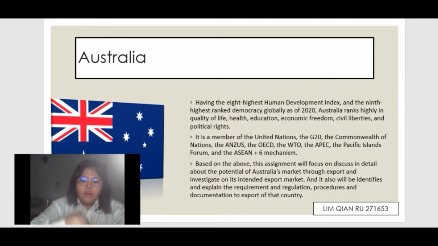Therefore, based on the above, the assignment will focus on discussing in detail the potential of the Australian market through export and investigating its indicative export market. It will also identify and explain the requirements and regulations, procedures, and documentation to export to that country.